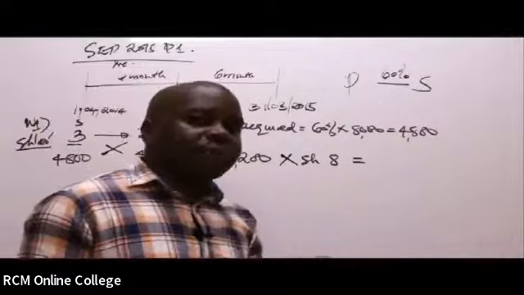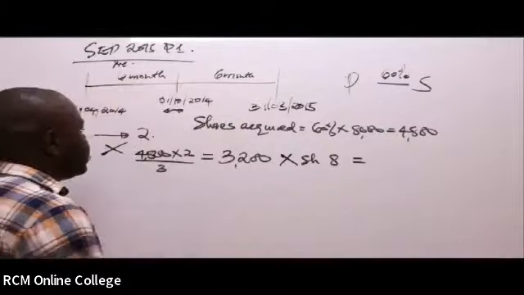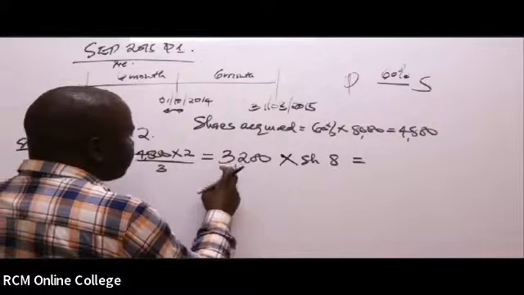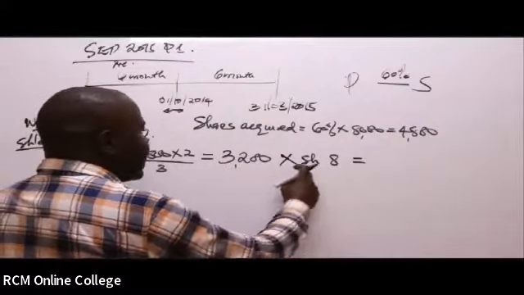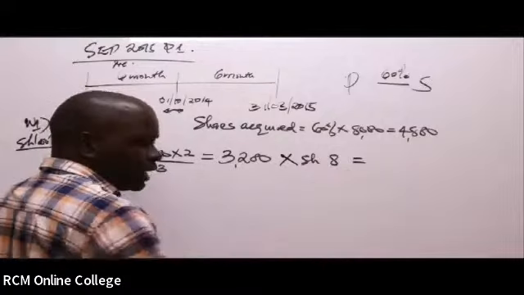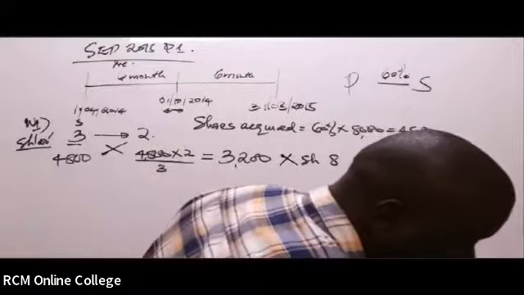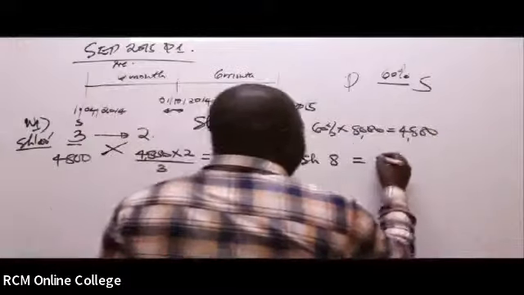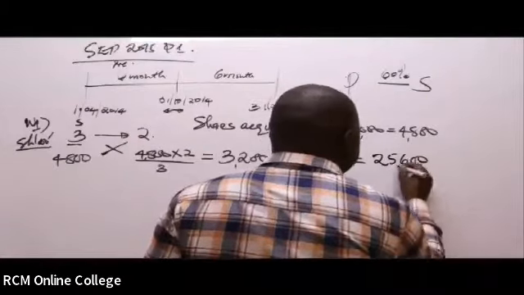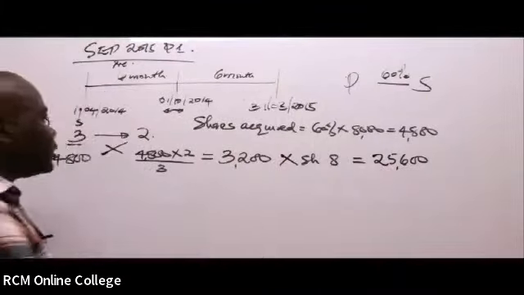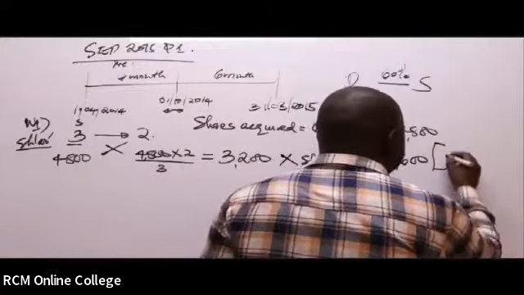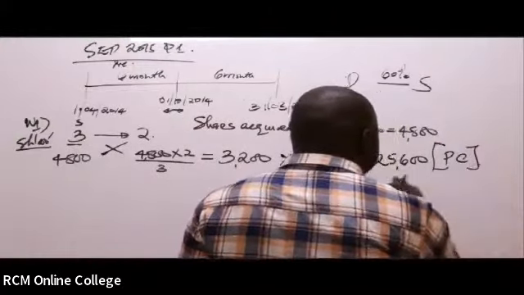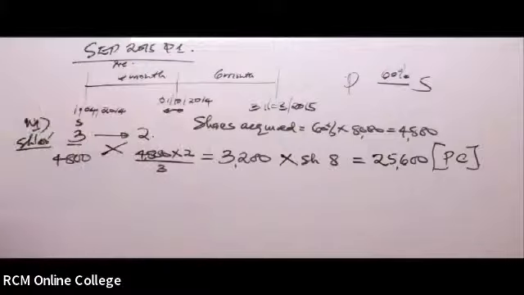So assuming they had purchased, it means they would have paid S Limited an amount worth 3.2 million shares multiplied by 8. So you get how much? 25,600,000. So this will be the purchase consideration. This is what they would have paid if they were to buy these particular shares of the company at that point in time.